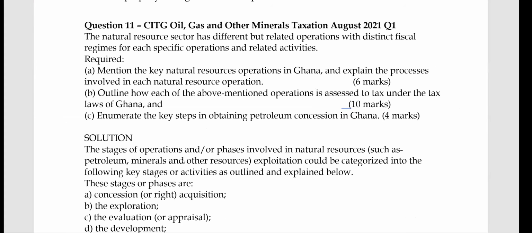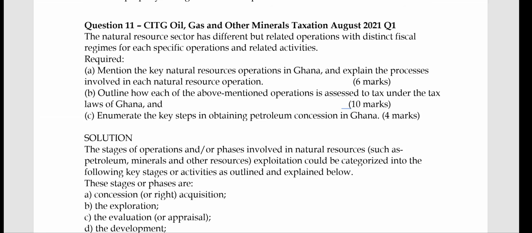Okay, so August 2021. Look at the first question. It says mention key natural resource operations in Ghana and explain the processes involved in each natural resource operation. What question are they asking for? The life cycle, right? So what are you supposed to mention? What's the key?